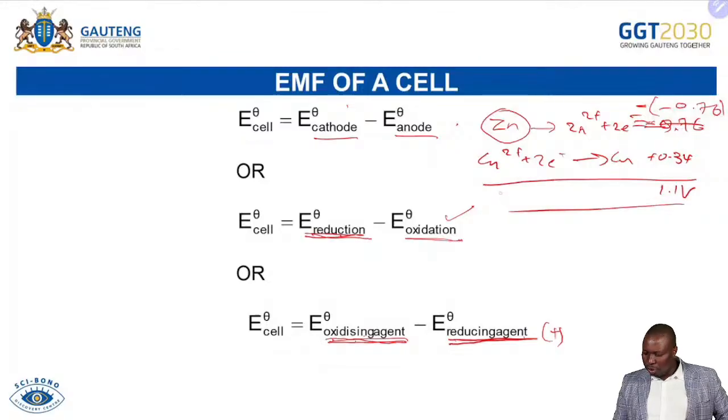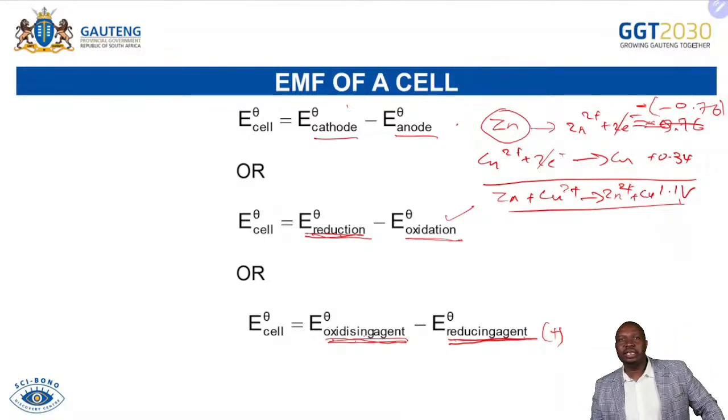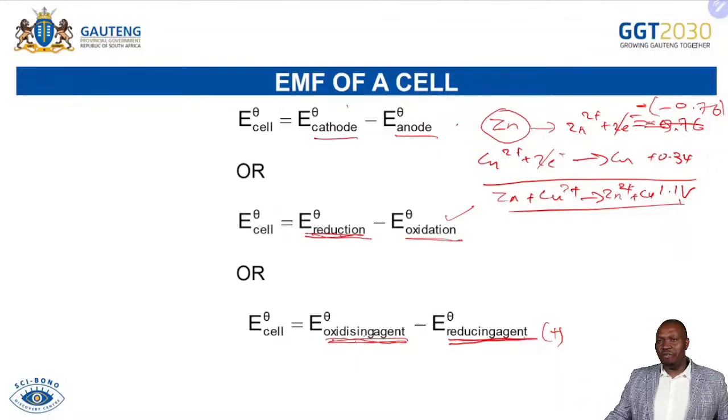And then I'm able to say, okay, let me write the overall cell reaction. What is on the left, you write on the left. What is on the right, you write on the right. So you are able to see that the first reaction, the one that is reversed, once you put a negative and you add them, that's another option of calculating the EMF of the cell.